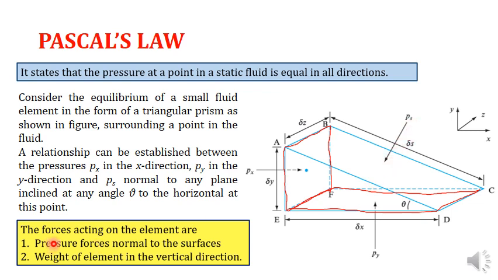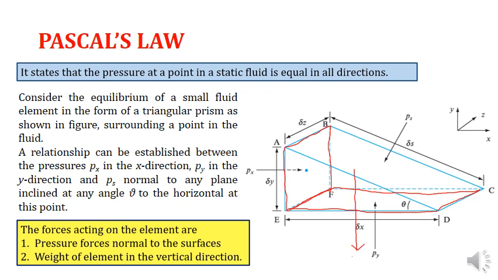Now Ps is normal to any plane inclined at an angle theta to the horizontal at this point. This is the inclined surface, A, B, C and D, normal to which this Ps has been applied. These pressure forces produce the pressure on the inclined surface. Now, for the forces acting on the element, you can broadly categorize the forces that exert pressure on this triangular prism differential element into two categories.